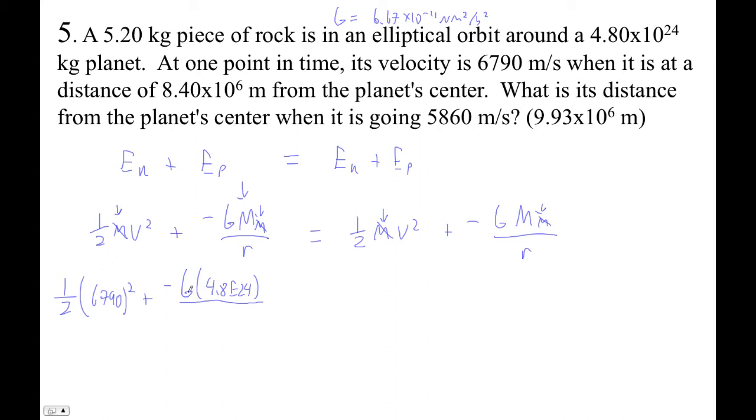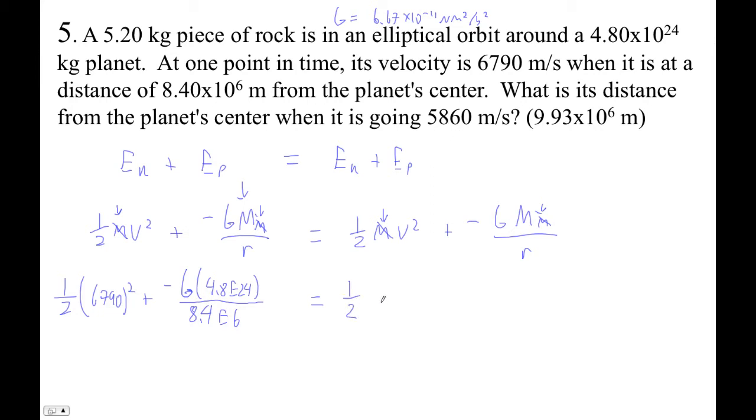So this is the fundamental constant, G. 6790 is the distance that goes with this velocity, so 8.4 e6. And that's going to equal a different distance. So it's going to be going 5860. Presumably it's farther away now.